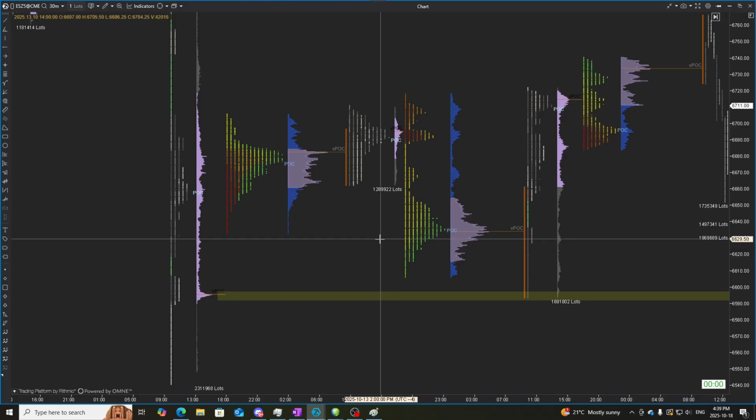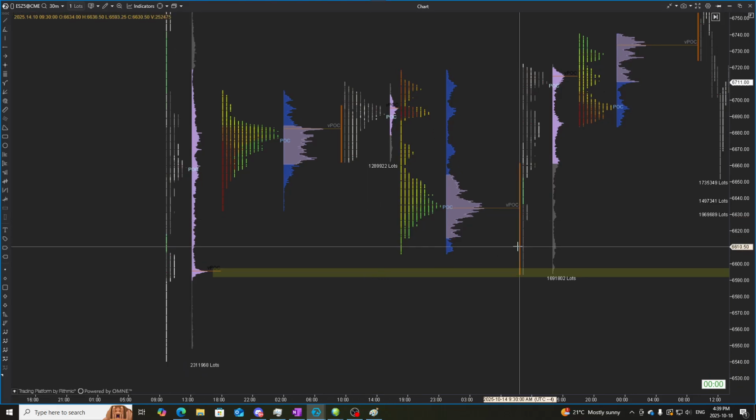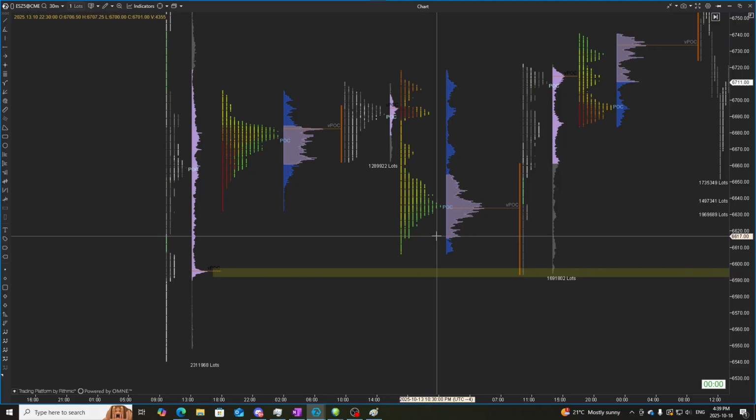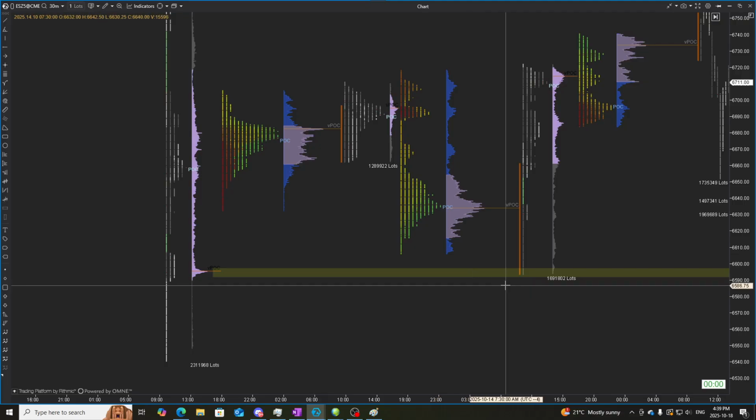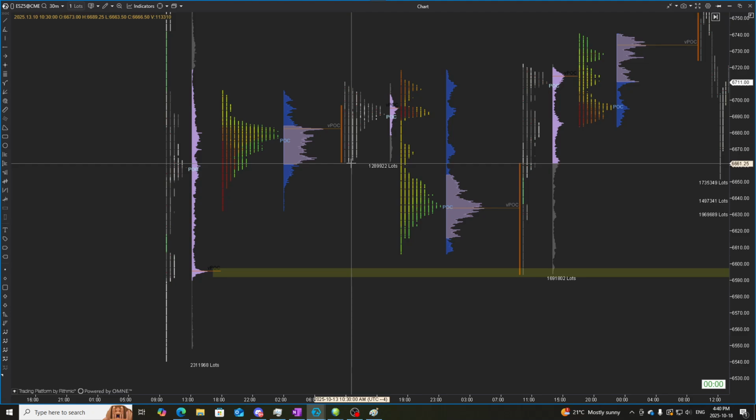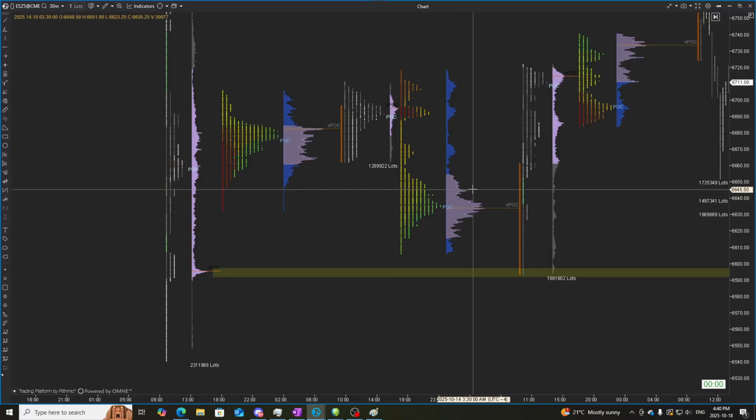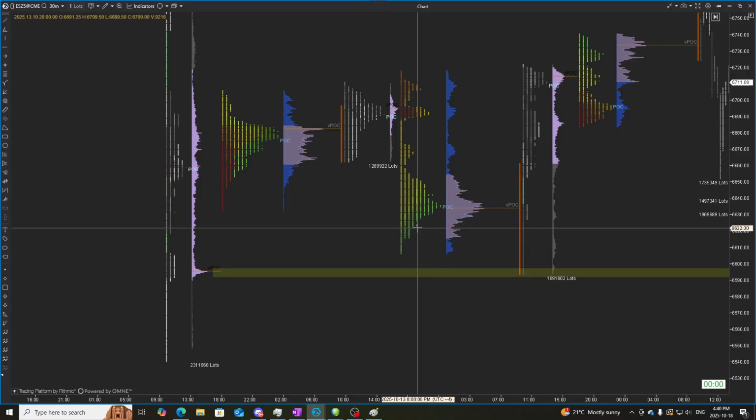Now on the second day, Tuesday, the 14th of October, you can see the first opportunity was getting the reaction from the prominent VPOC. The reaction was good, the sellers were not strong enough, so we got a bounce. And the second main opportunity was post inside day, which we discussed.